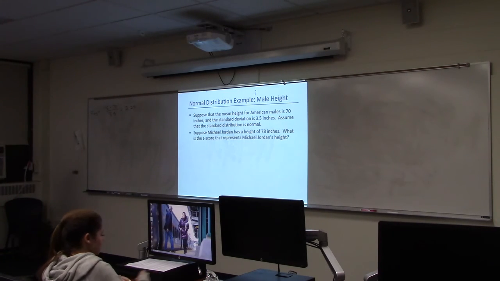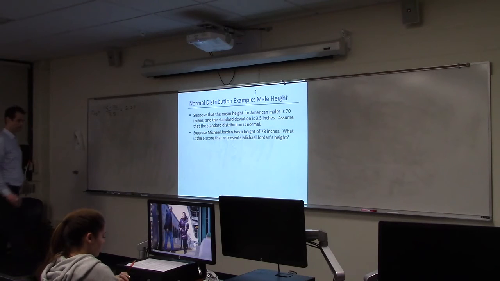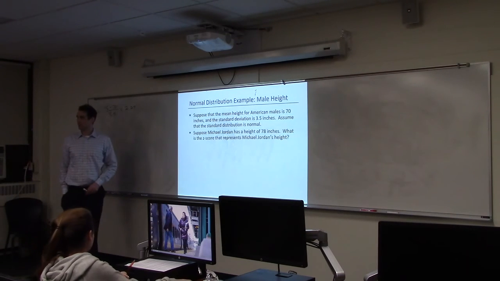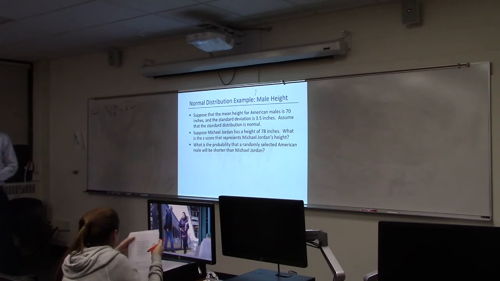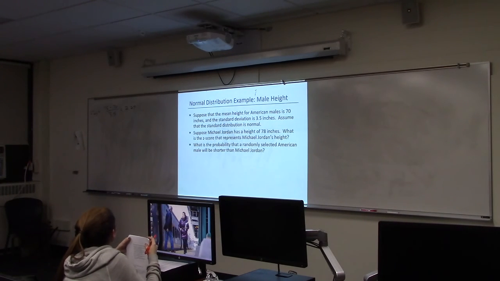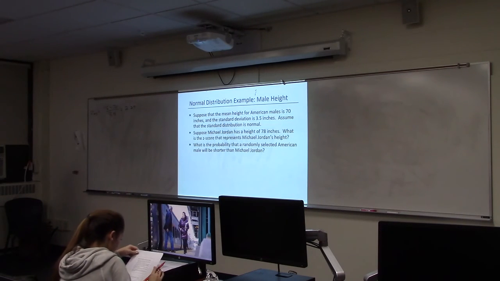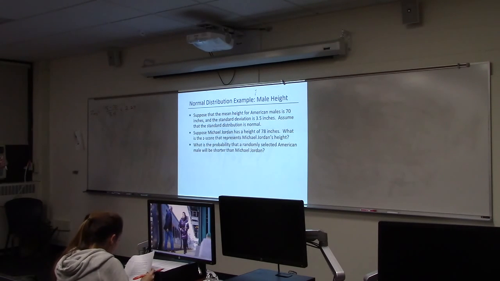All right, are we good there? Excellent. What is the probability that a randomly selected American male will be shorter than Michael Jordan? Keep in mind, we get to assume that this distribution is normal. Assume that it follows all those normal patterns. There's nothing skewing this data. What's the probability that a randomly selected male is shorter? 97%.